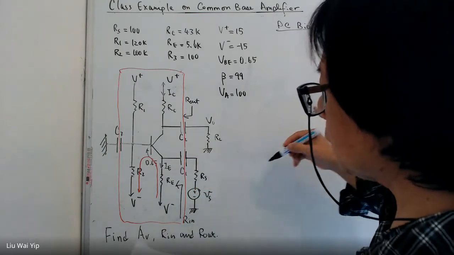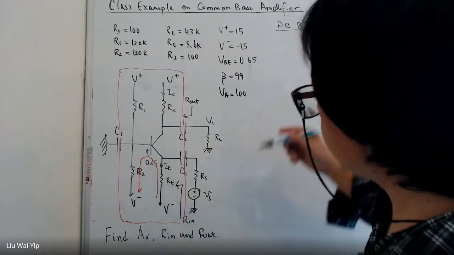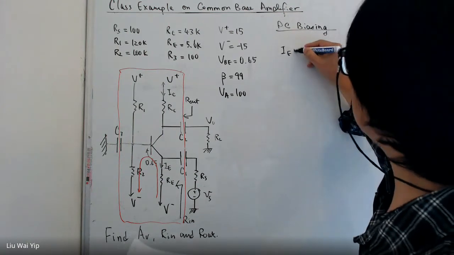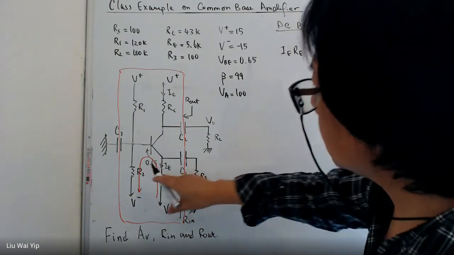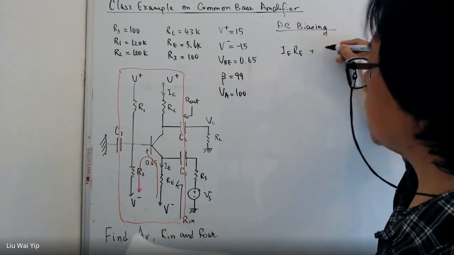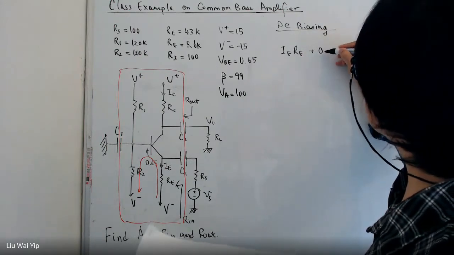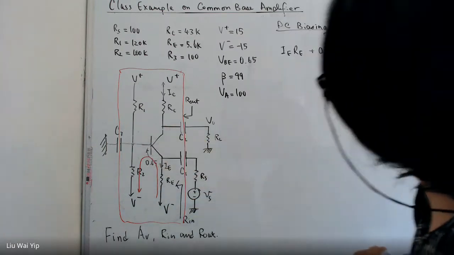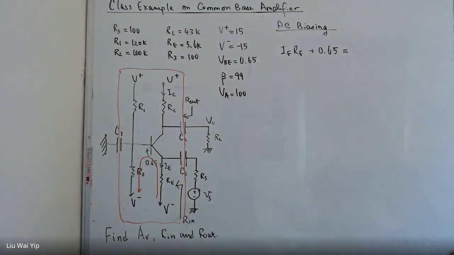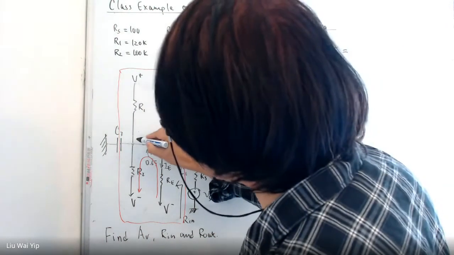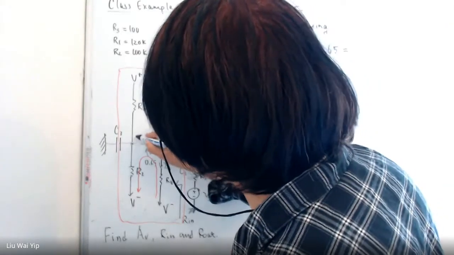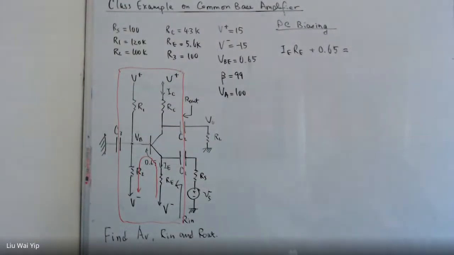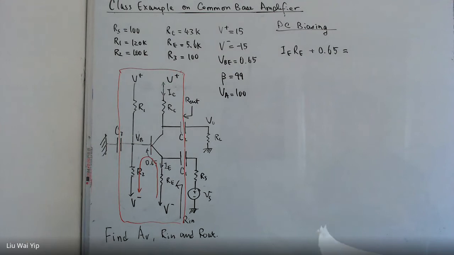So we have a voltage here, IE times RE plus 0.65, which is the base emitter voltage. And this value should be equal to VB, the DC voltage for the base.